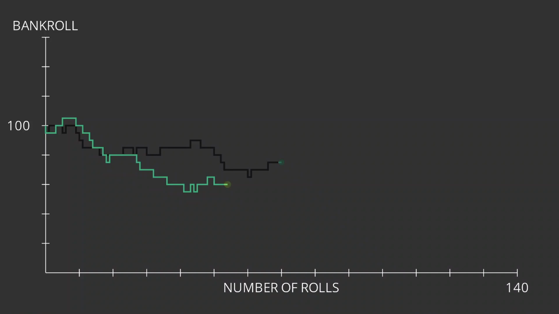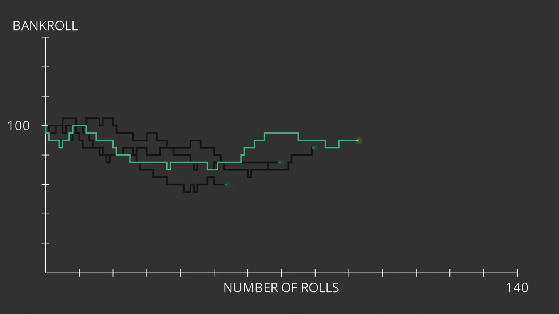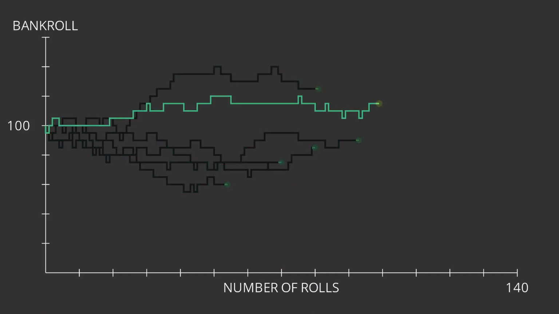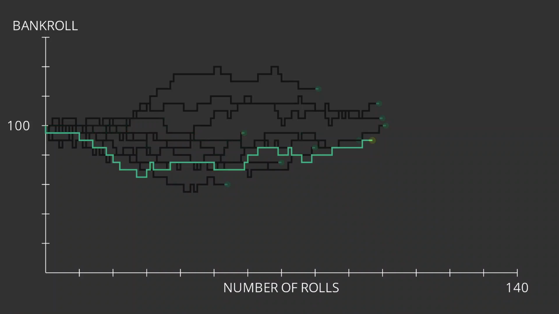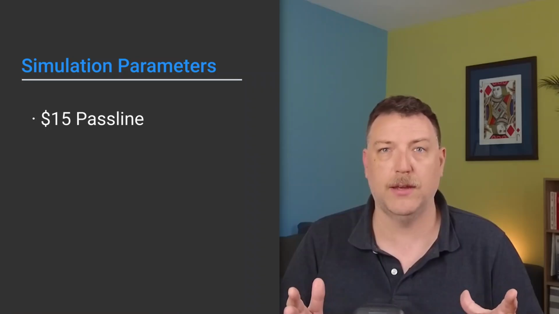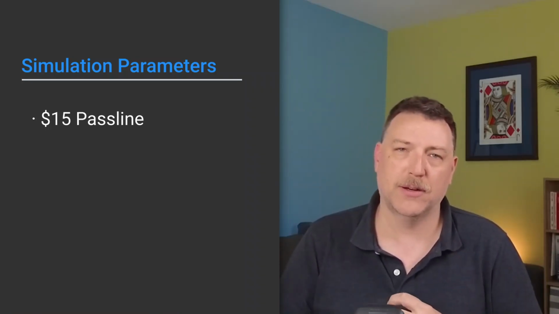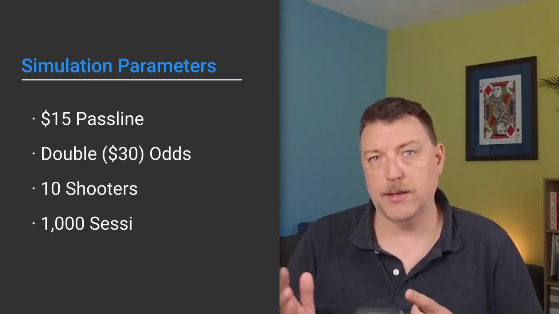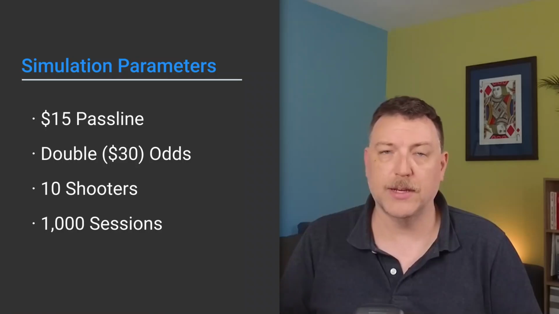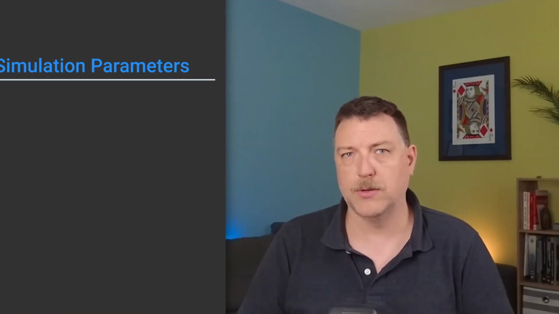What I decided to do is start writing some simulations to see what might happen under different scenarios and under different strategies. And for this simulation, we're going to play a pass line at a $15 minimum table, which seems to be the normal minimum that you're going to find nowadays. And then we'll take double odds. And we're going to play for 10 shooters. And I'll simulate 1,000 different sessions of this, and we'll take a look at the outcome.